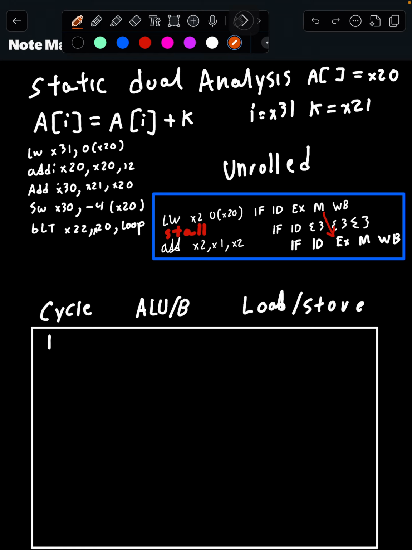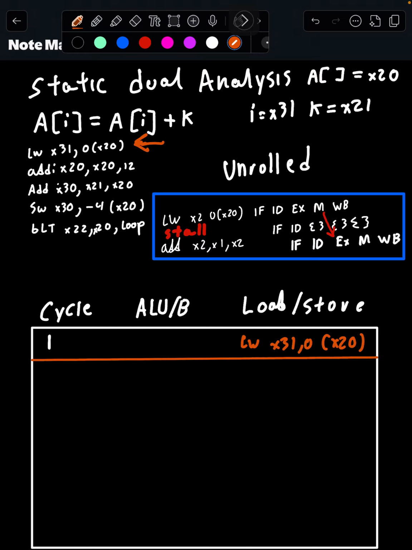So to start here for unrolled, what are we going to do? We're going to do our first operation up here because we're only doing one iteration of it. That's what unrolled is, right? We're doing one iteration. So first what we're going to do, we are going to load word x31, 020, right? Now that is our first cycle.